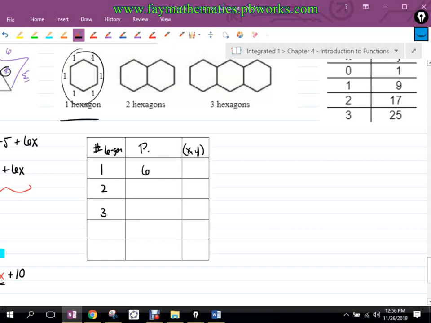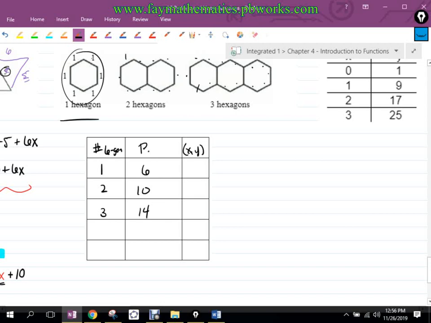Okay. Now, if I come across here, that's 1, 2, 3, 4, 5, 6, 7, 8, 9, 10. Is that perimeter going to be 10? If I come over here, that's my first one, 2, 3, 4, 5, 6, 7, 8, 9, 10, 11, 12, 13, 14. Would you agree that perimeter is 14?